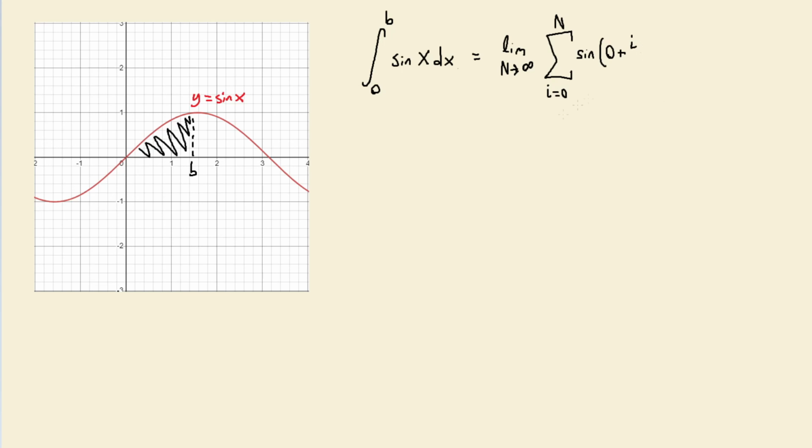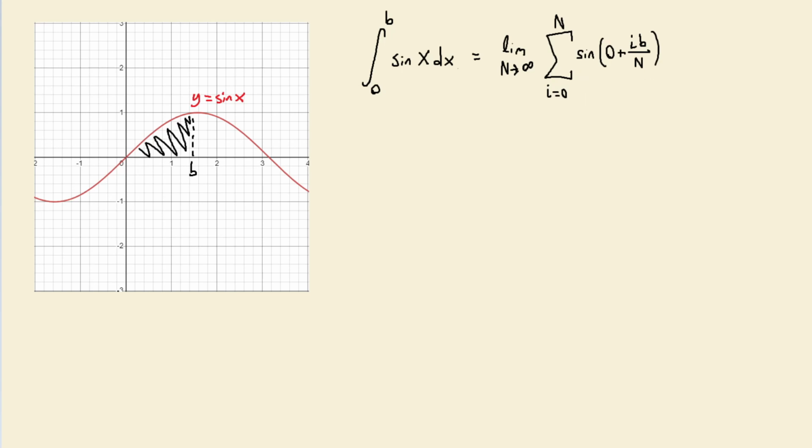And the width of each rectangle will be the length of the interval divided by the number of rectangles. Length of this interval is just b, and we're dividing by n rectangles. So this is going to be the function evaluated first at 0, then at b over n, then at 2b over n, then at 3b over n, where b over n is just the width of each rectangle. So this here is going to give us the height of each rectangle.